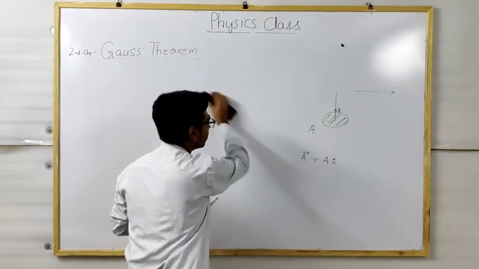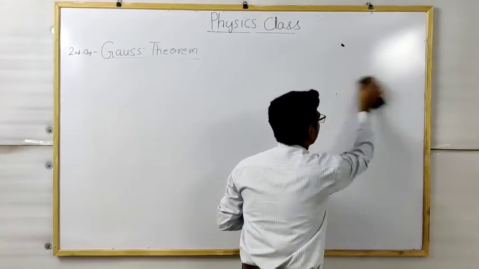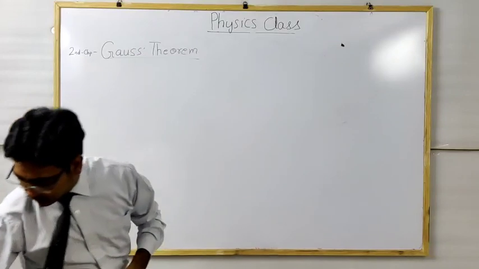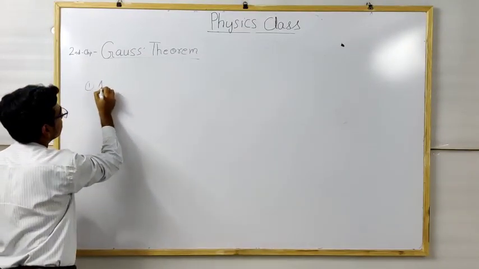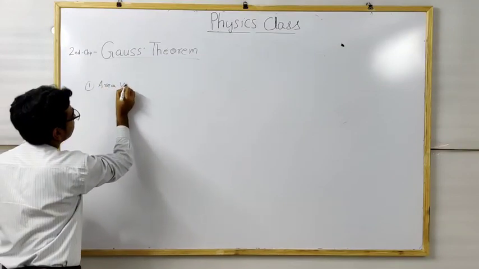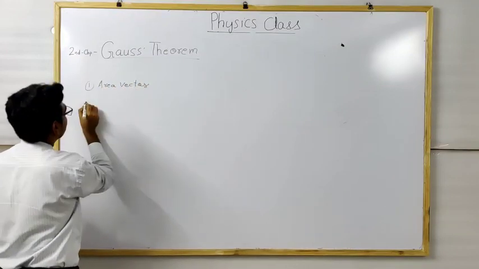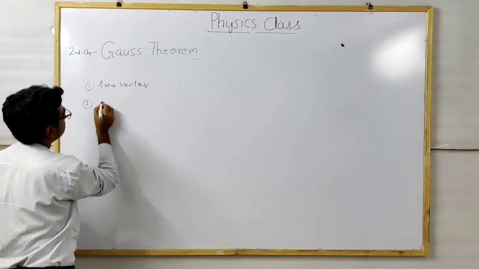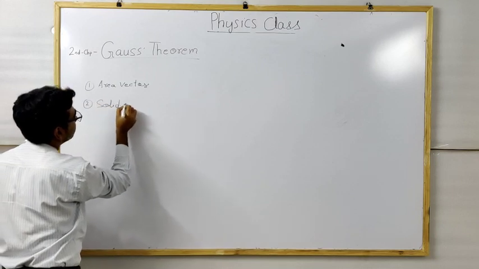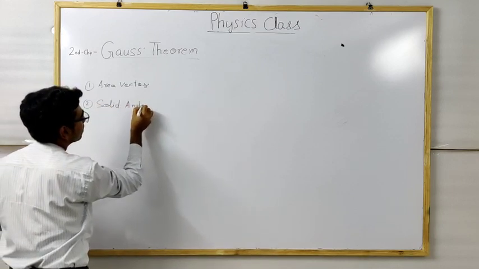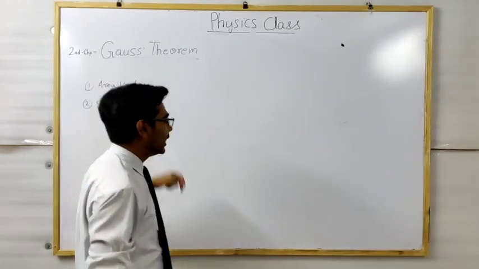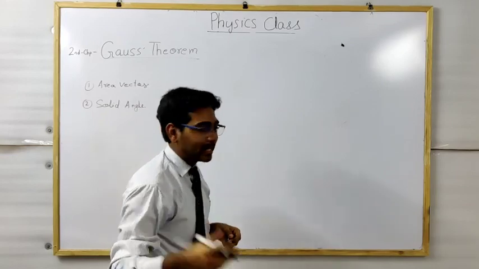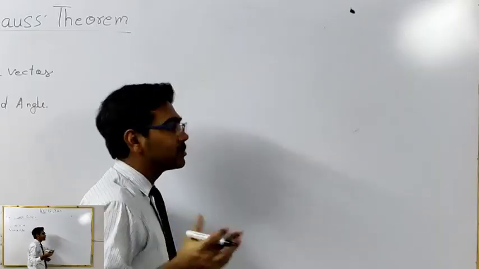Okay. Next concept is your solid angle. First concept we have discussed is area vector. Second concept we will discuss is the solid angle. What the solid angle is? Before we can jump onto the solid angle, we should discuss what the plane angle is. There are two kinds of angle: plane angle and solid angle.